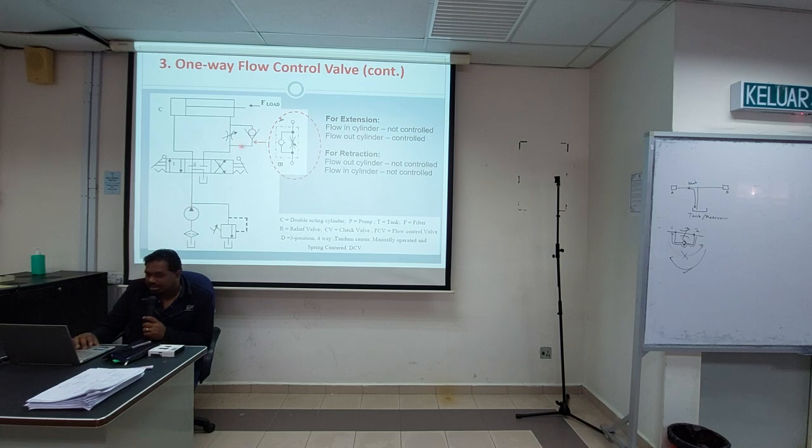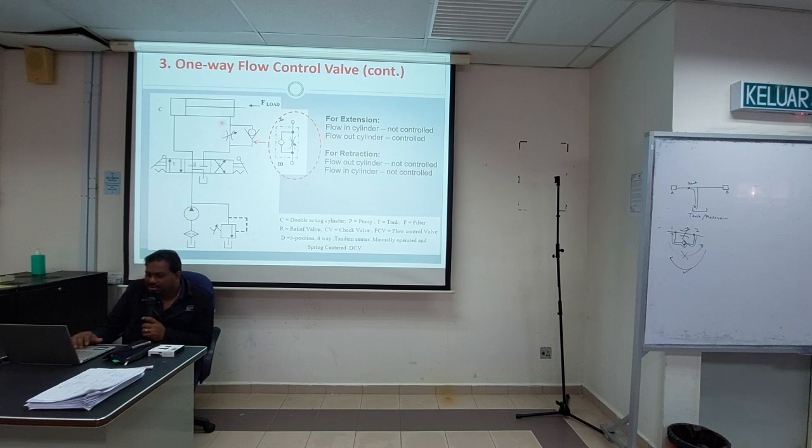Okay, on the... this is the retraction port, because for retraction you give input here. So when your oil enters here, here is not controlled, flow in is not controlled for extension, but flow out is controlled because it cannot pass through here. You need to pass through the flow control valve. So here you control. The retraction you control. For retraction, it's not controlled because it still can go through here. So no need to go through this side. So the hydraulic oil can enter here, and here also not controlled, and flow in also not controlled.